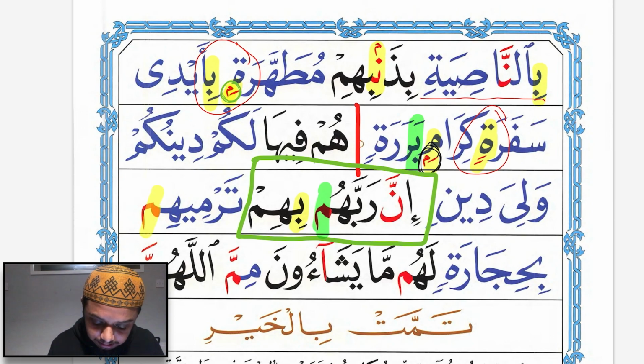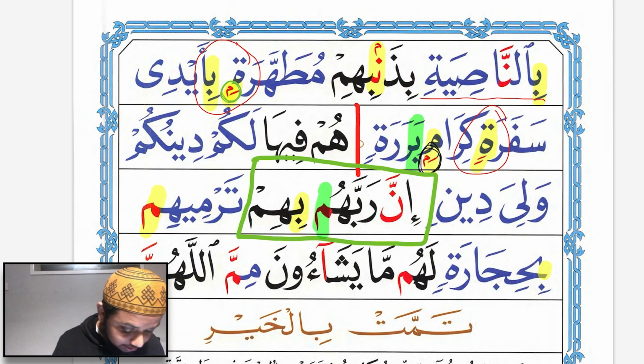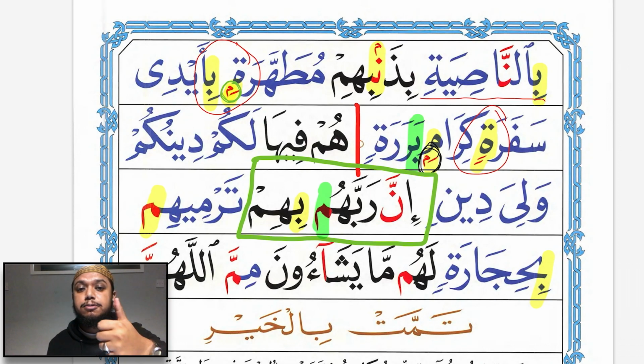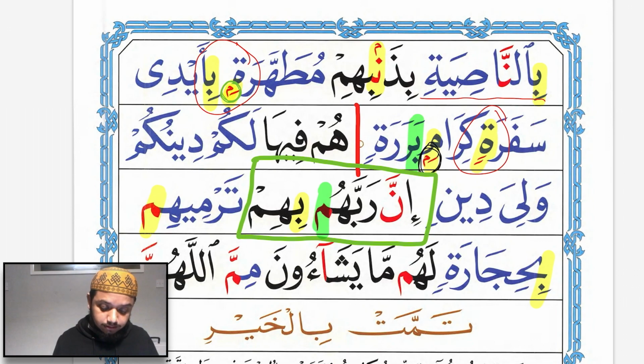Tarmihim bihijaratin. Here we have another meme sukun. So that means we must look at the next letter. The next letter is a ba. I know this is ikhfa shafawi, so that means I must do ghunna for two harakat. Tarmihim bihijaratin.